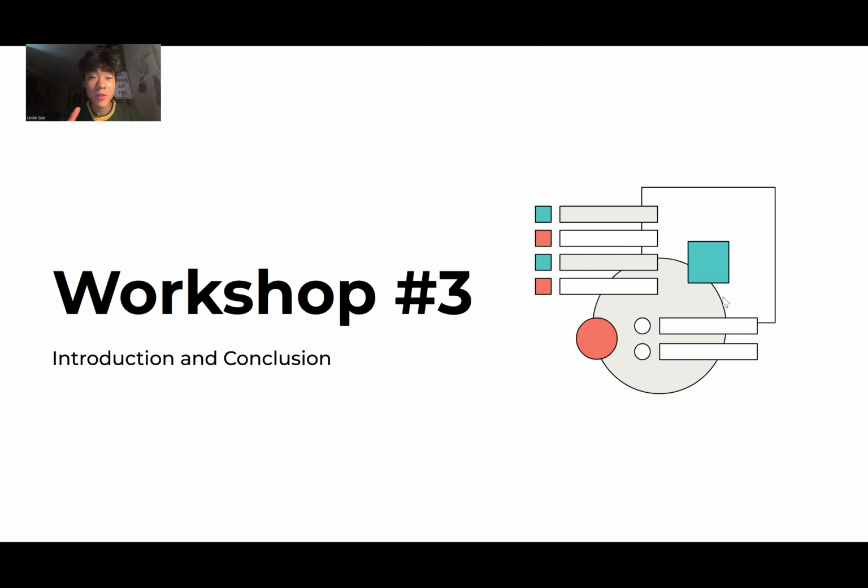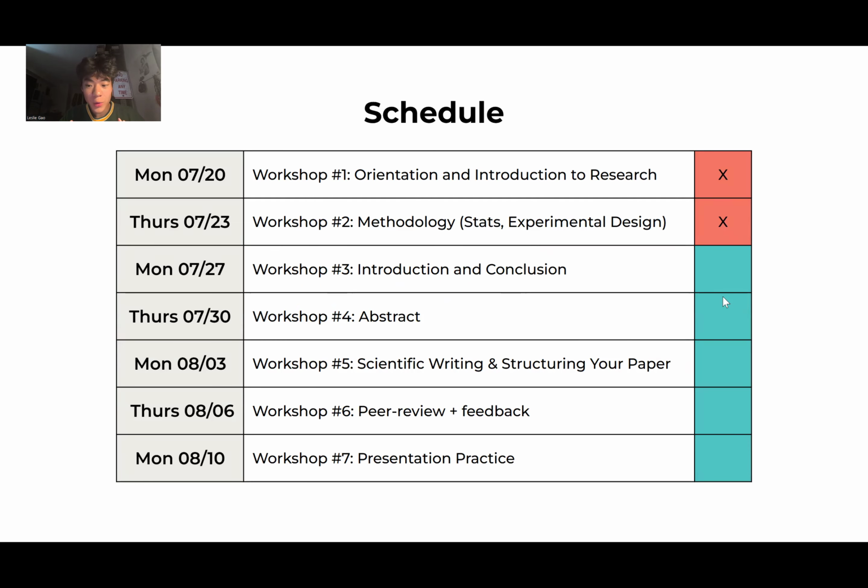Before we get started, here's a reminder of the schedule that you should be following. You've already completed our orientation as well as the methodology workshop, where we discussed things like statistics and experimental design. Today, we're going to be working on introductions and conclusions. After this, you'll cover abstracts, scientific writing and structuring your paper, peer review and feedback, and finally, presentation practice. So we're now moving from designing your research towards actually writing your research with this workshop, which is really exciting.